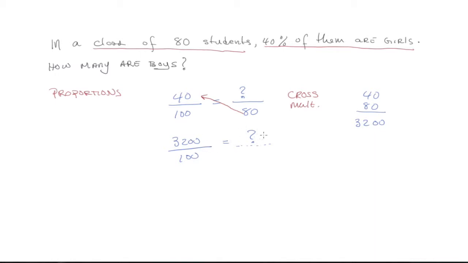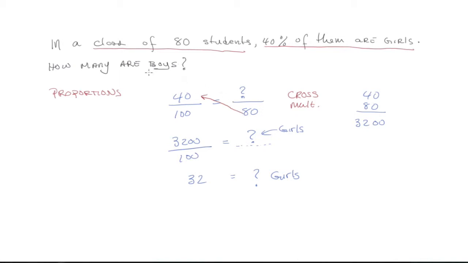And so to find the value of the question mark, the number of girls, remember that this represents girls. If we can find the question mark here, we know the number of girls. And to do that, all we have to do is divide 3,200 by 100, because this fraction is really a division. So if I divide 3,200 by 100, I get that the question mark is equal to 32. That means the number of girls equals 32. There's 32 girls out of the 80.